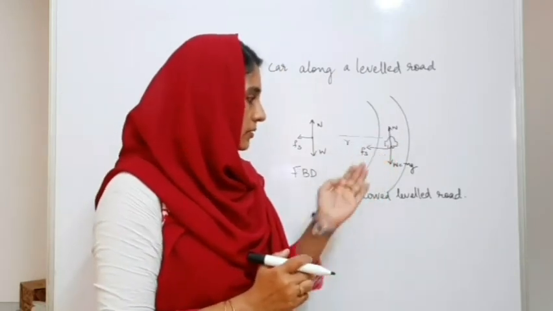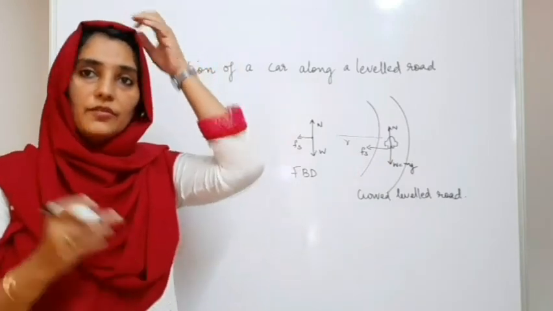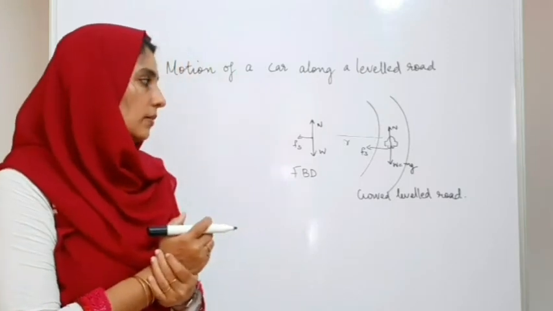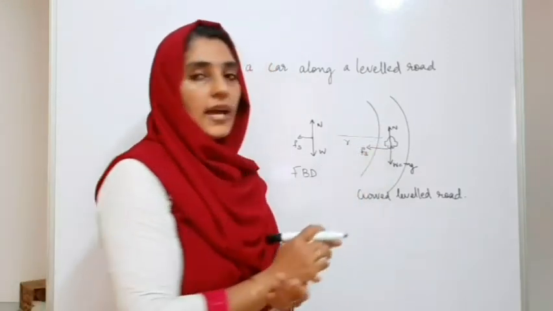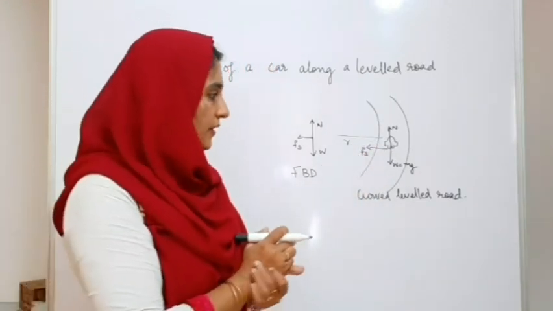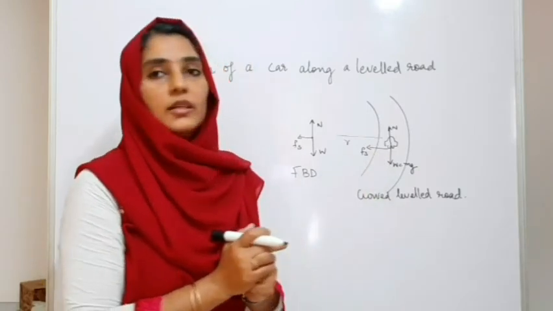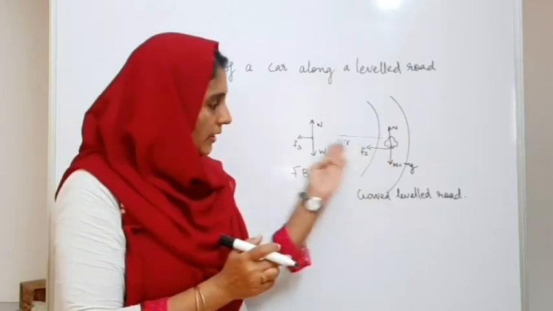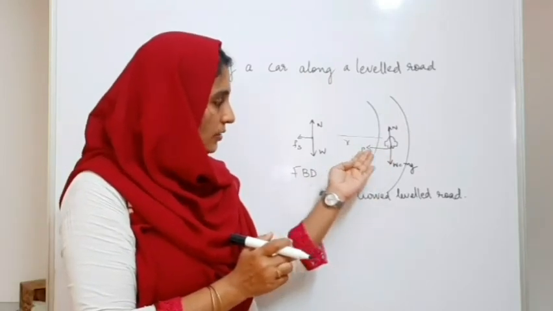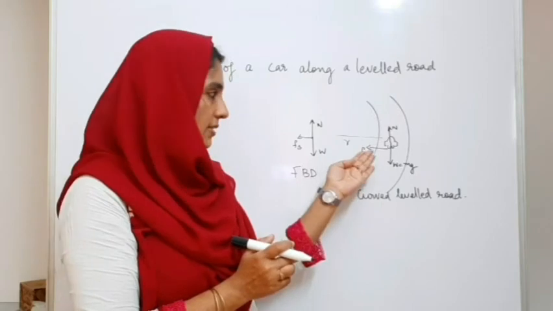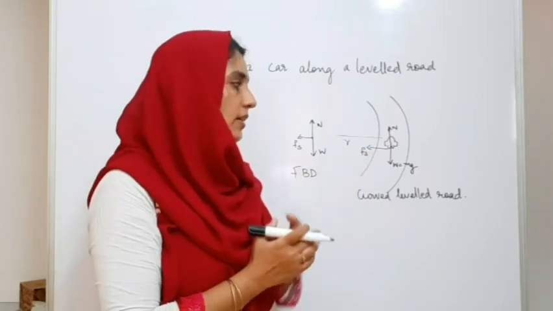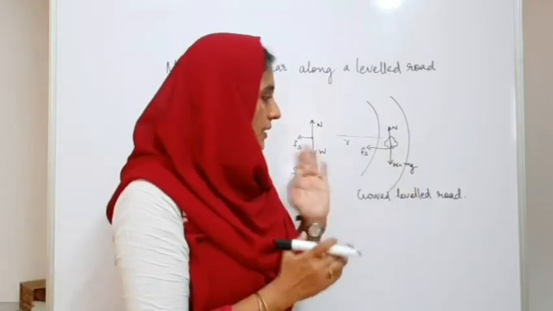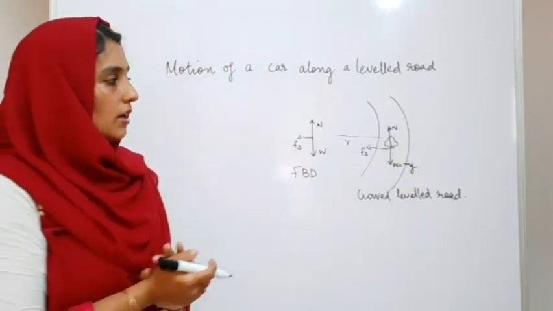And you can also see Fs or F, the frictional force, which tries to keep the car in circular motion. It always acts along the surface, between the tires and the surface of the road. So it is shown in the horizontal direction, towards the inner side. Okay, so these are the forces acting on the car.